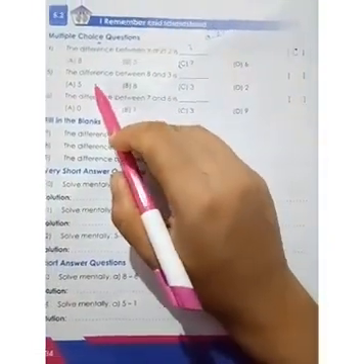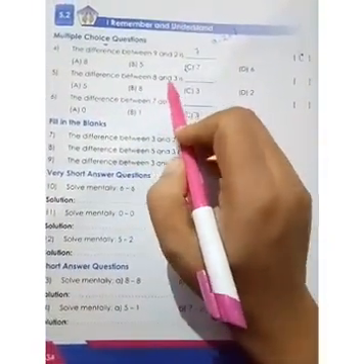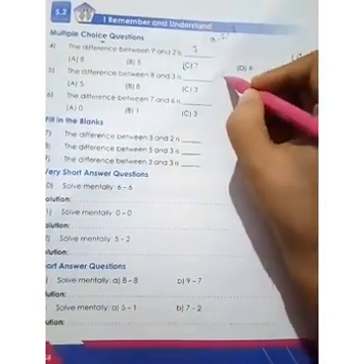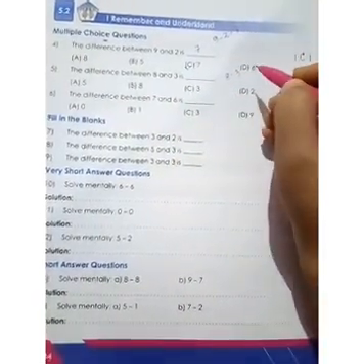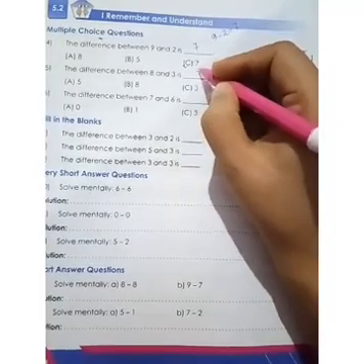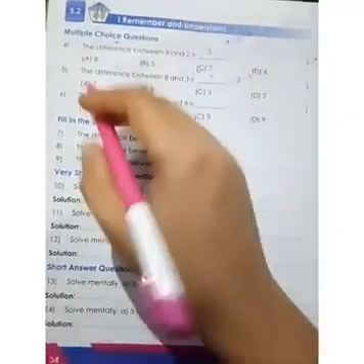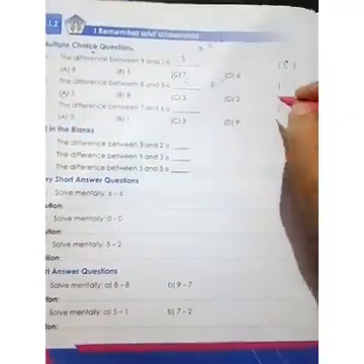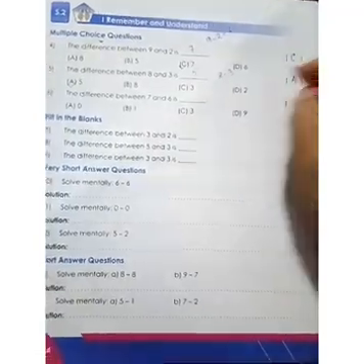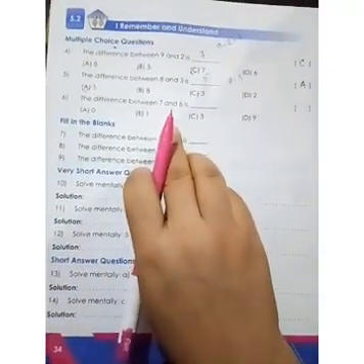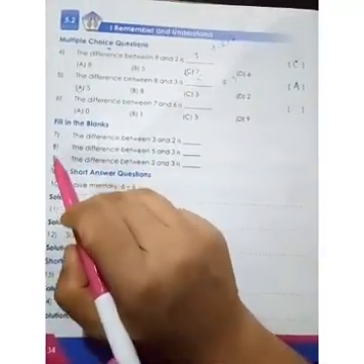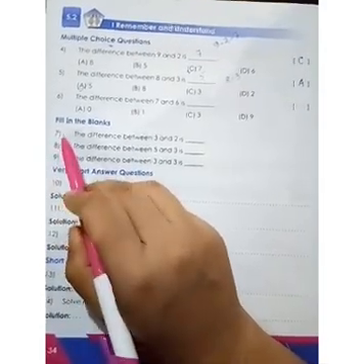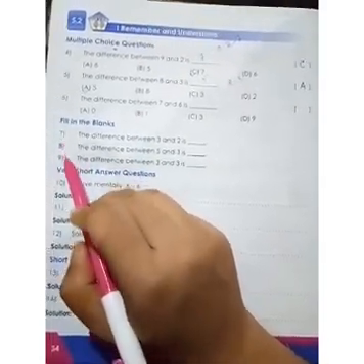The next question is the difference between 8 and 3. That means 8 minus 3. What is the answer? The answer is 5. Where is the correct option here? It is option number A and I will write here A. Question number 6 you have to do yourself. Similarly 7, 8, 9 are filling the blanks. Here no options are given.